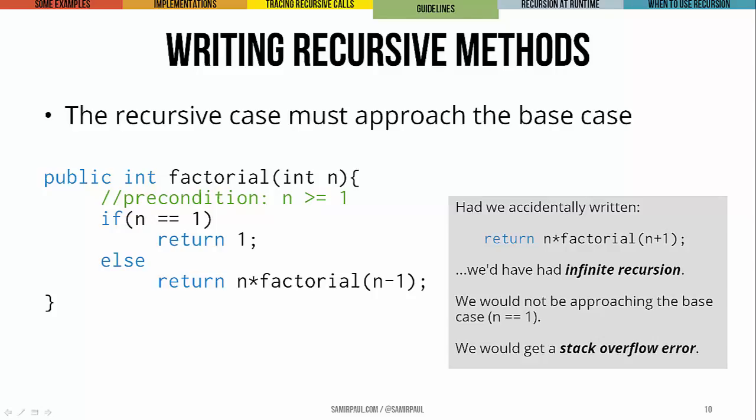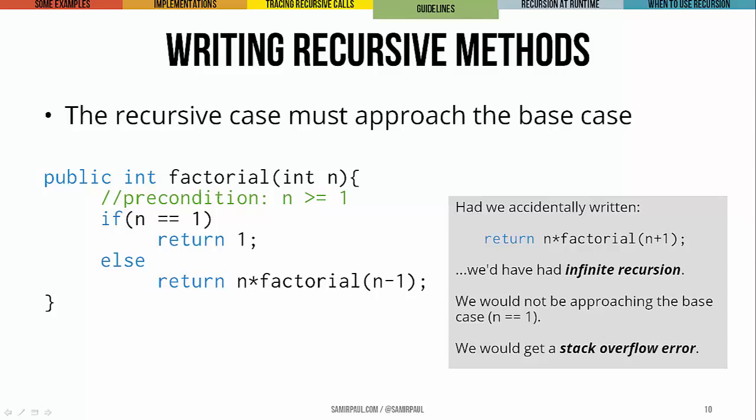And if you're looking at your recursive case, you have to make sure that the recursive case approaches the base case. In other words, we have to make sure we eventually reach the base case. Here we can see that in our recursive call, factorial of n minus 1, assuming that our precondition holds true and n starts as something greater than or equal to 1, we know it's eventually going to decrease to 1 over the course of multiple recursive calls.